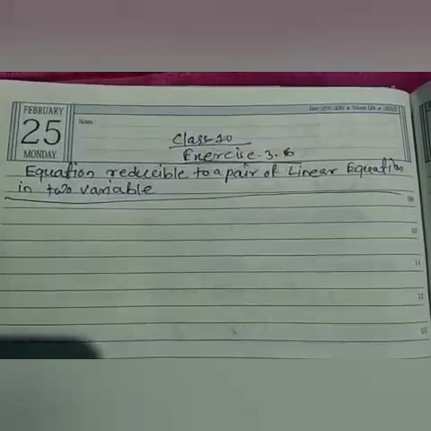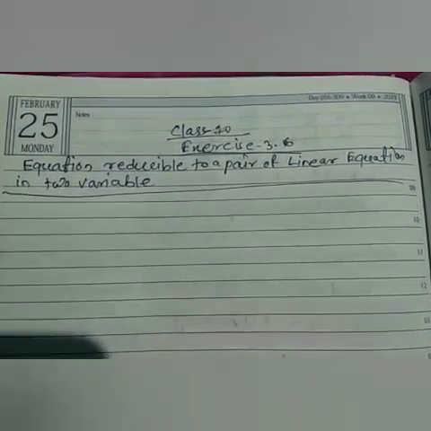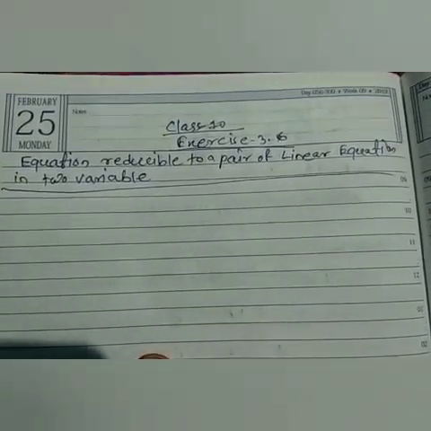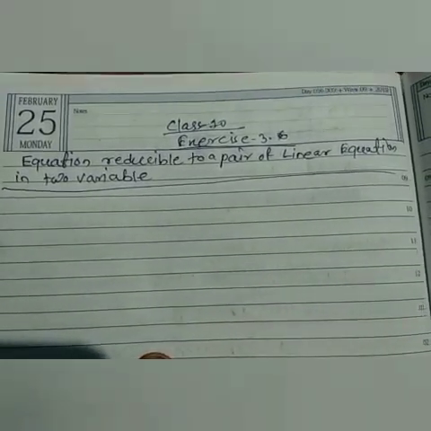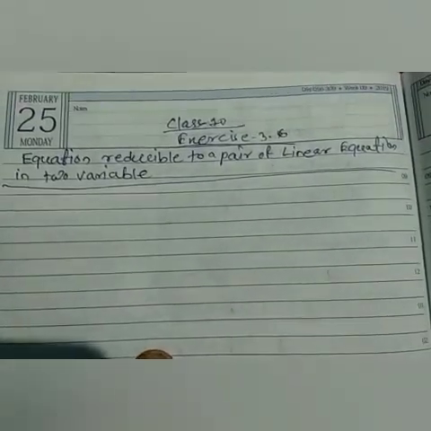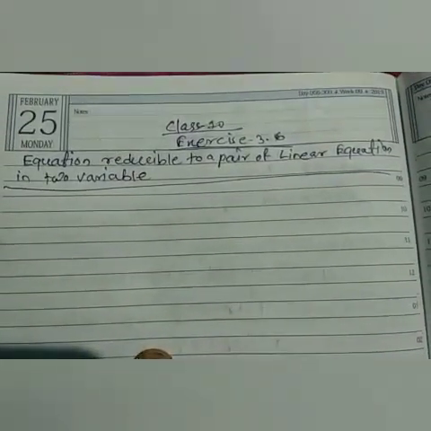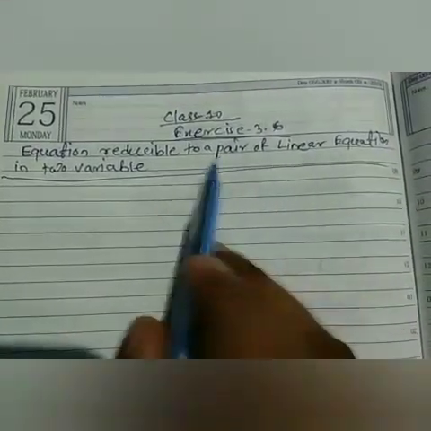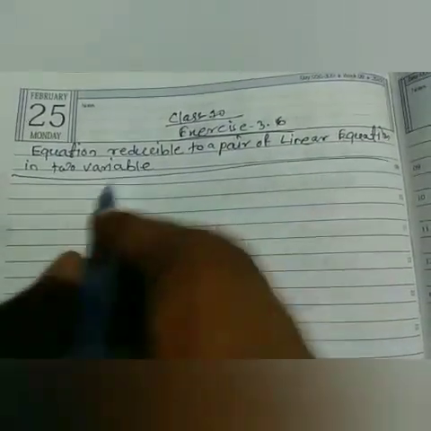Today I am going to discuss the equation reducible to a pair of linear equations in two variables. Before that, we have already read about the standard form of a linear equation in two variables.